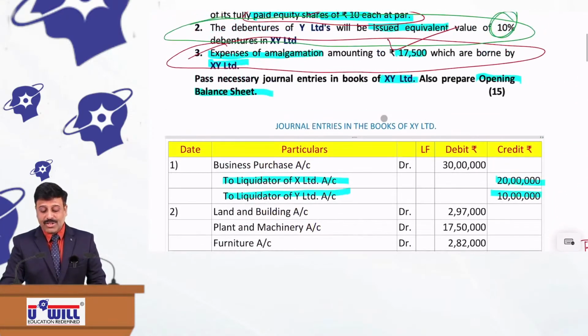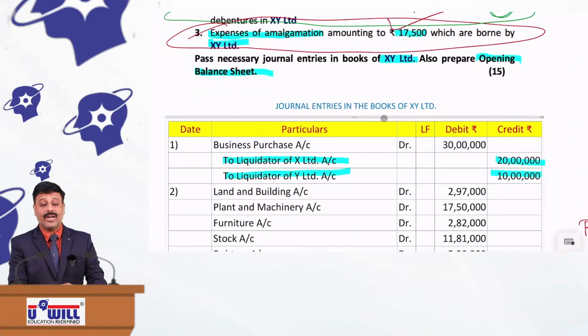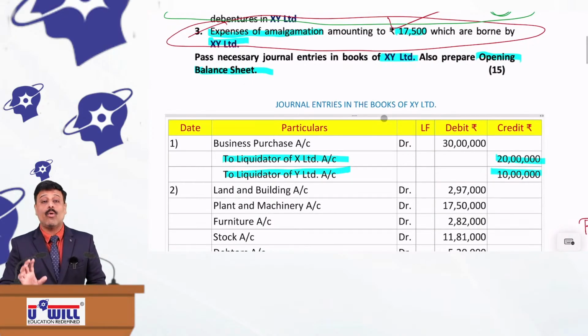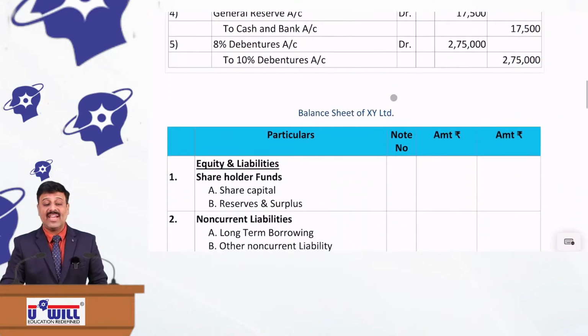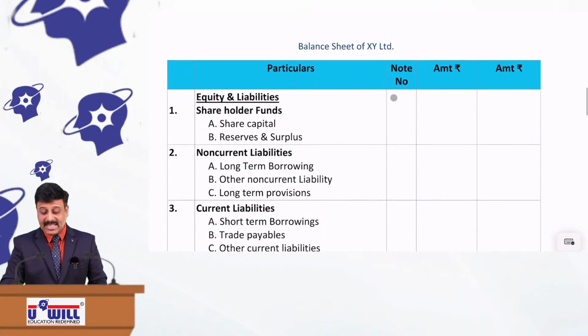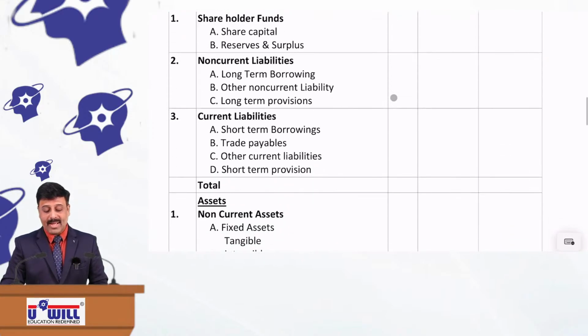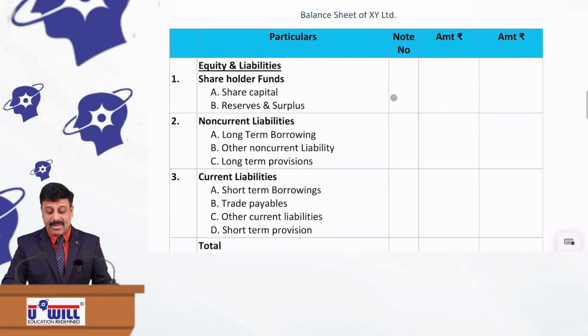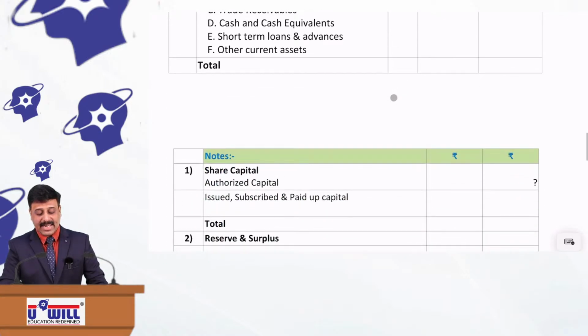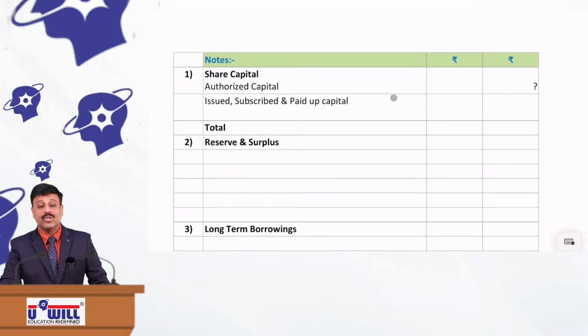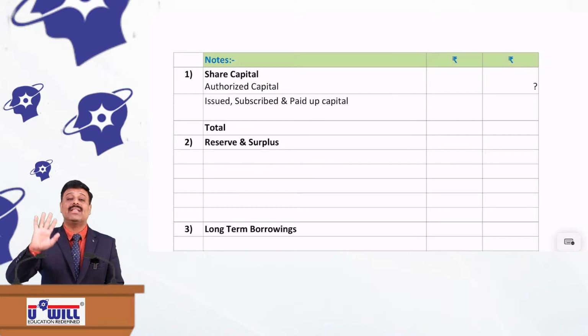Now, other than journal entries, what you are asked in this particular question is to prepare the opening balance sheet. So how to prepare the opening balance sheet? Let us see. Balance sheet of XY Limited. This is the ready-made format I've already made over here. You'll have to make it, so again, a rough format, you can make it later on. But the balance sheet will include the equity and liability side and the asset side, and below that we have to make the notes. So first we'll have to make the notes, then the balance sheet.